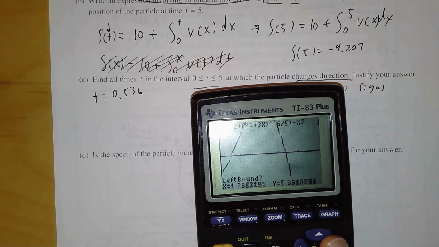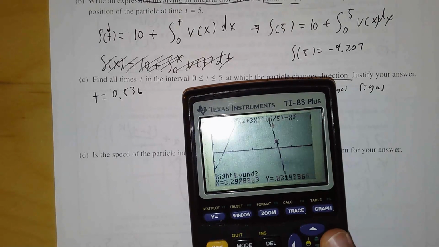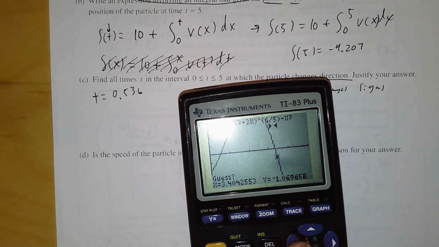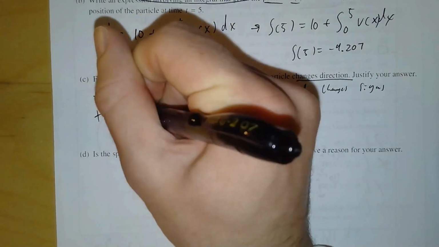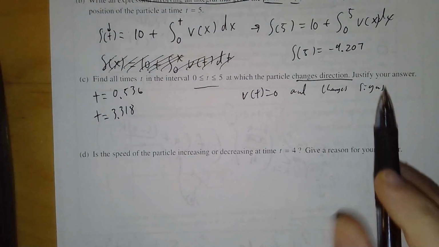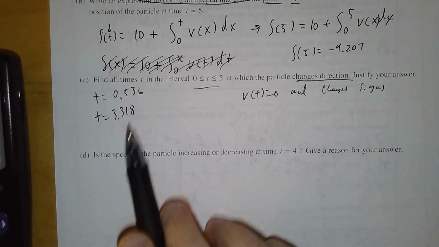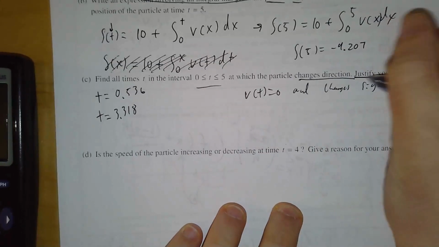Okay, moving over, there we go. Okay, then it's on the left here, and then it's on the right, one below it, then one in the middle, enter. It's 3.318. So it says justify your answer. I found the answers, and I mentioned that it should equal 0, but I haven't justified yet, and it's really important to justify your answer.